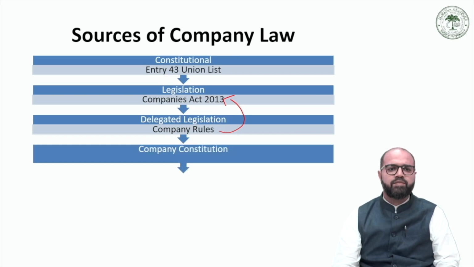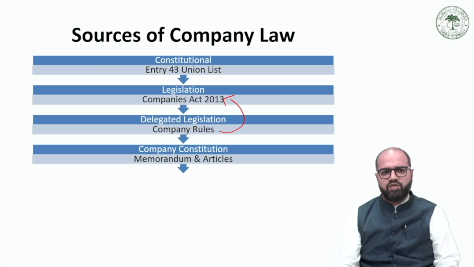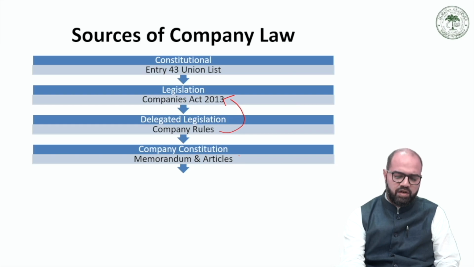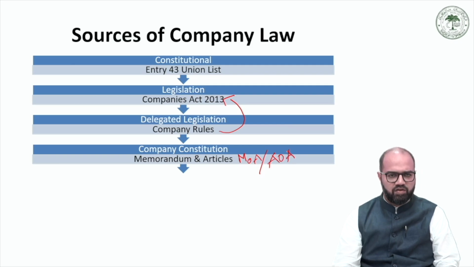Now after that we have the company constitution, which goes by the name of Memorandum of Association and Articles of Association, the short forms of which are MOA and AOA. These Memorandum and Articles of Association are internal documents of a company as to how a company should function. All the members who have come together to form the company come to an agreement. That agreement is reflected in the provisions of the memorandum and the articles.